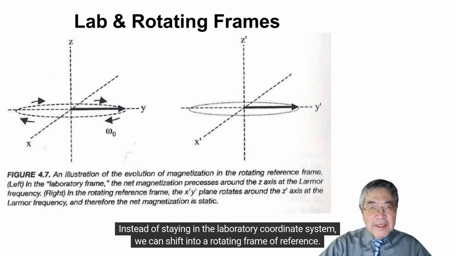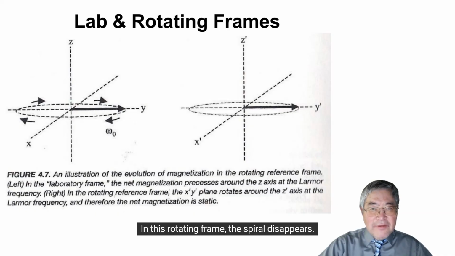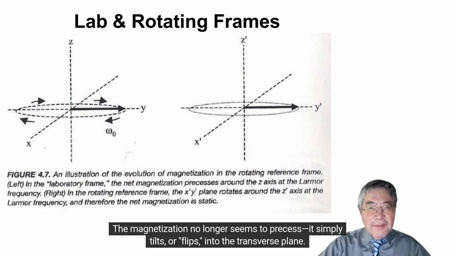Instead of staying in the laboratory coordinate system, we can shift into a rotating frame of reference. This is a coordinate system that rotates at exactly the Larmor frequency. In this rotating frame, the spiral disappears. The magnetization no longer seems to precess, it simply tilts or flips into the transverse plane.